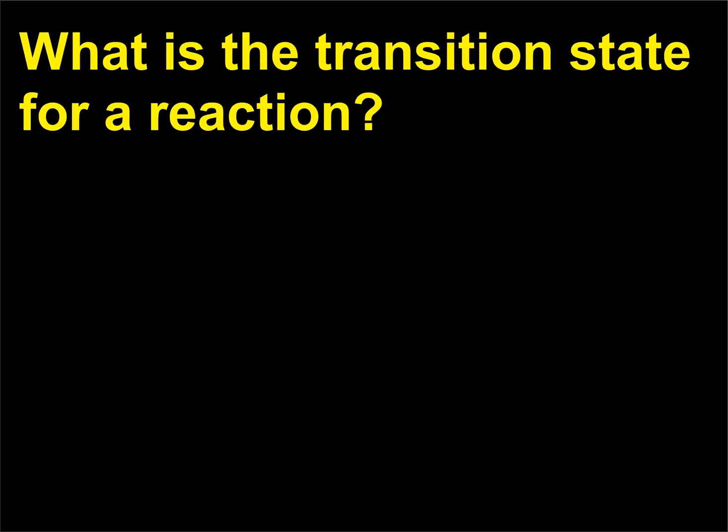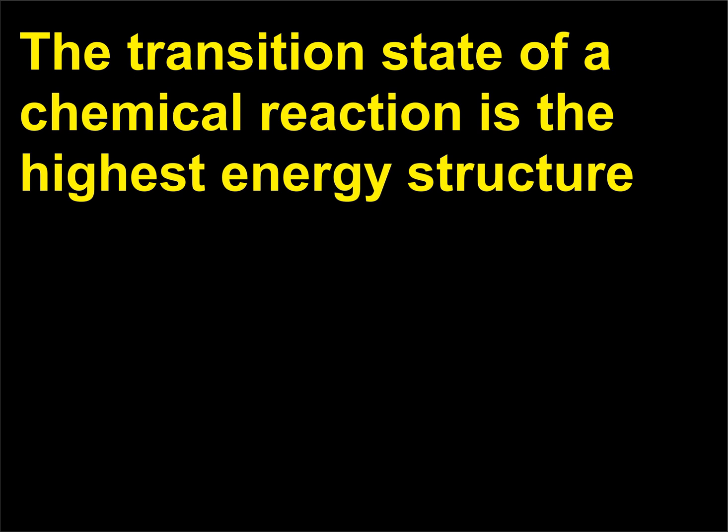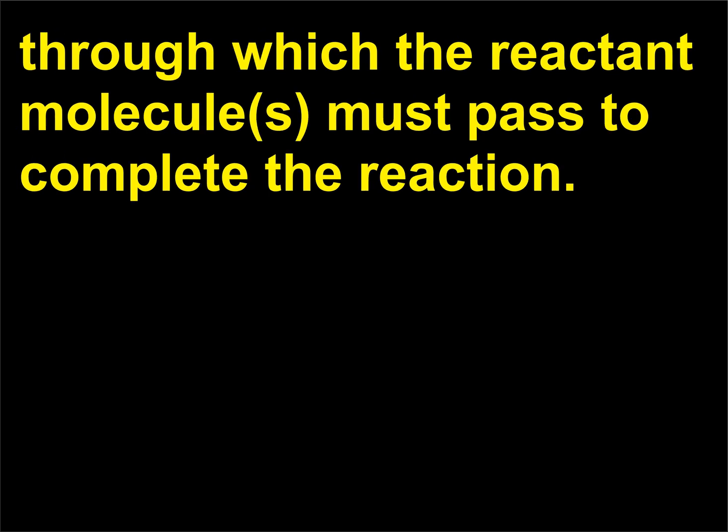What is the transition state for a reaction? The transition state of a chemical reaction is the highest energy structure through which the reactant molecule, S, must pass to complete the reaction.